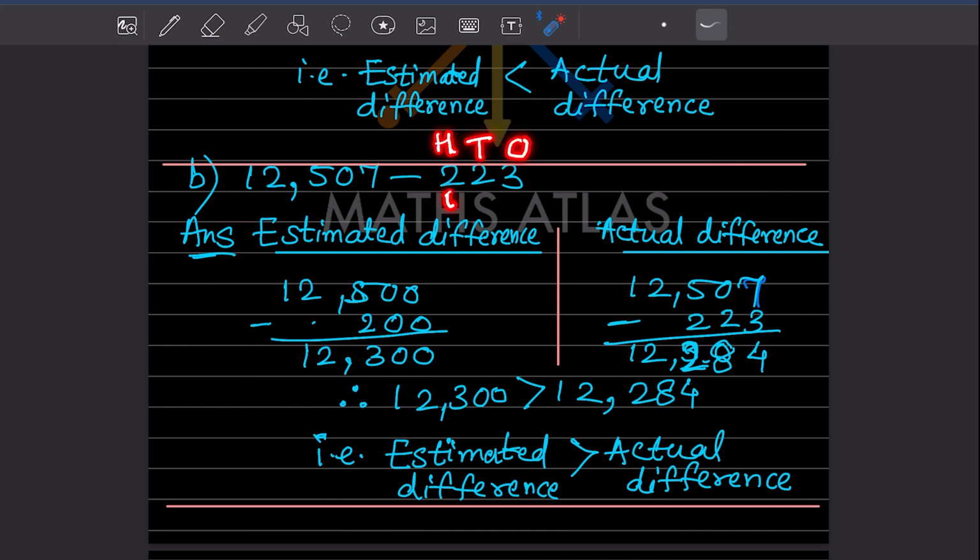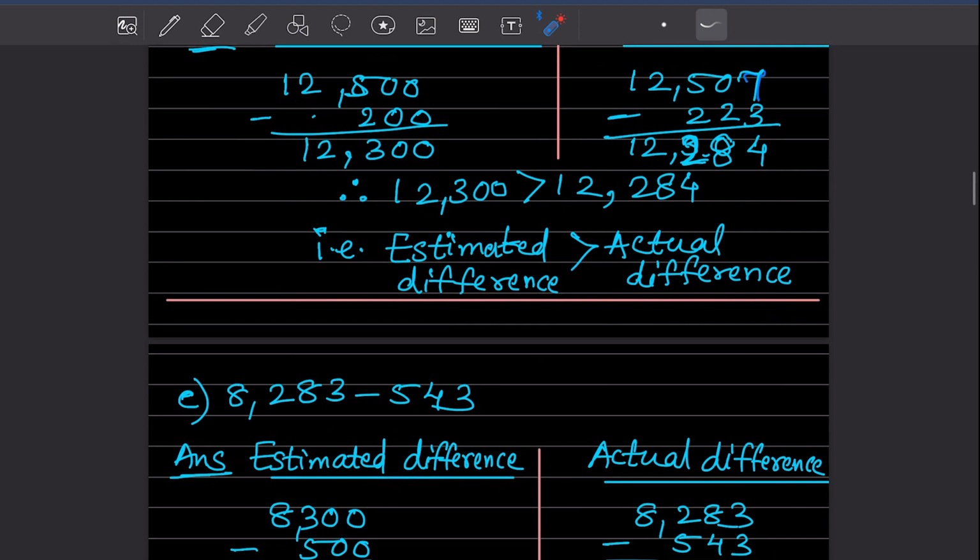Here you're going to look at 2. After that number here, 2 means it's less than 5, so both become 0. And here you're going to write 2 itself because this is less than 5. So now 12,507 comes out to be 12,500 and this comes out to be 200. Then this again remains the same. So what we can see here, 12,300 is greater than 12,284. So the estimated difference is greater than the actual difference.